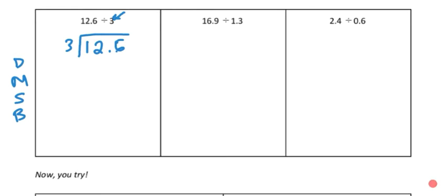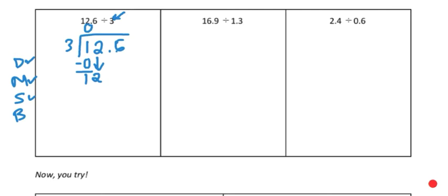We start by looking at the 3 and seeing if it fits into the 1. This is the division part. So 3 fits into 1 0 times. So we put the 0 above the 1. That's our division. Then we go for multiplication. 3 times 0 is 0. Then we go for subtraction. 1 minus 0 is 1. That's our subtraction. And then see if the 3 fits into the 1. 3 doesn't fit into the 1, so we have to go to B, bring down.